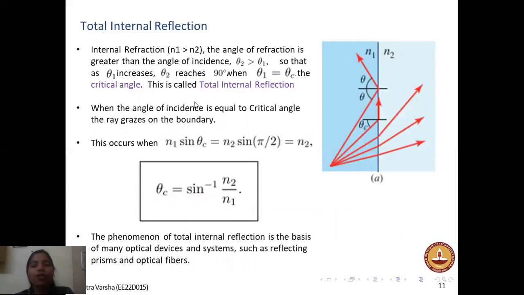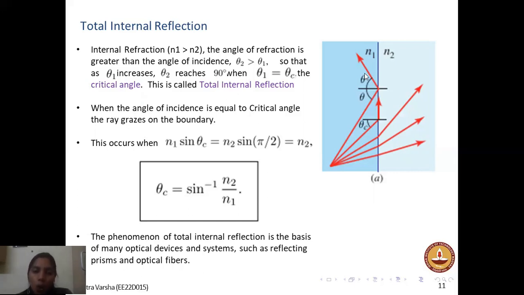Total internal reflection is when a light ray is incident at an angle greater than the critical angle. What is the critical angle? When a light ray is incident at the critical angle, the refracted ray grazes the interface of the two media. That is called the critical angle. So total internal reflection is when the incident angle is greater than the critical angle, and the light ray is completely reflected back into the same medium of incidence.